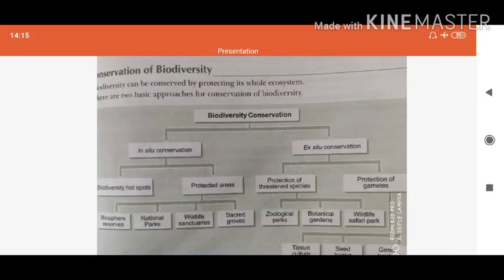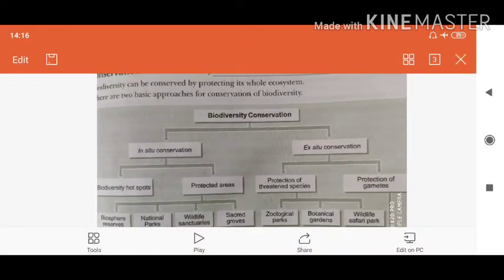This biodiversity conservation can be of two types. One is, as already discussed, in situ, and another one is ex situ. What do you mean by in situ? Inside its environment, in their own place. If I am conserving there, then I call it in situ. And what is ex situ? If I am conserving it outside, bringing them into a different artificial environment and conserving them, then we call it ex situ conservation.